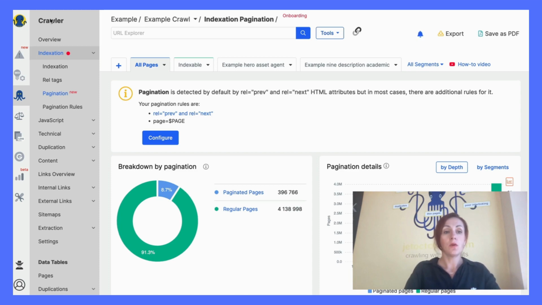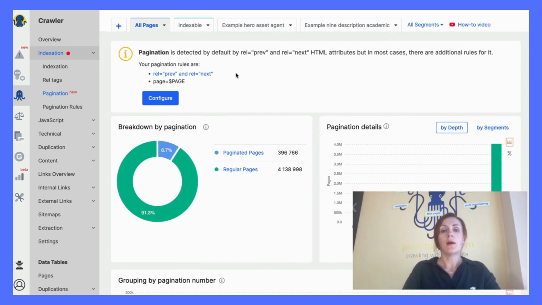So in the crawler section, you have the pagination. When you enter it, by default, you will have the data which is gathered from your website by the default rule rel prev and rel next.